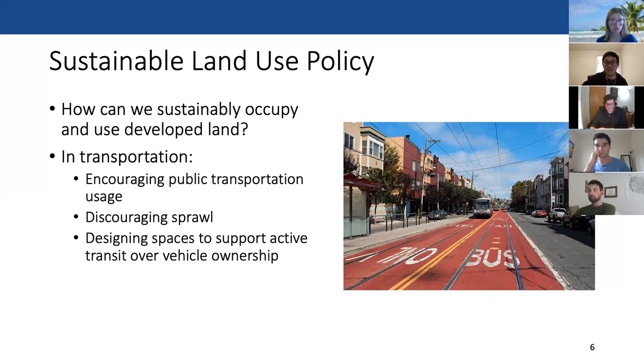Okay, so this particular policy or set of policies is fairly broad. And so what are some of the outcomes or impacts that we might see as a result of this suite of policies? It's kind of a tough thing to think about.